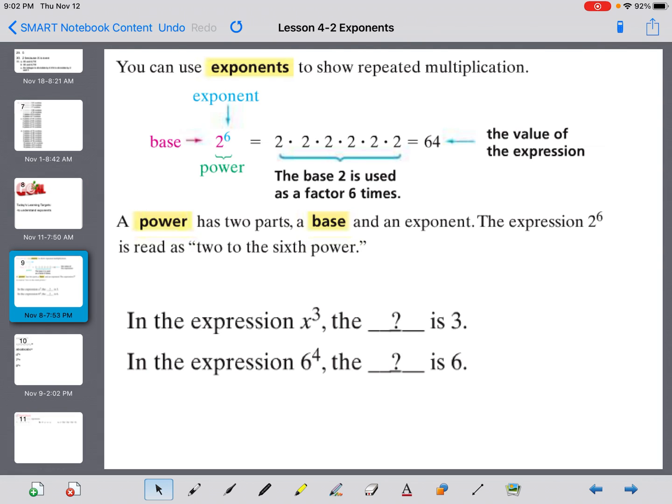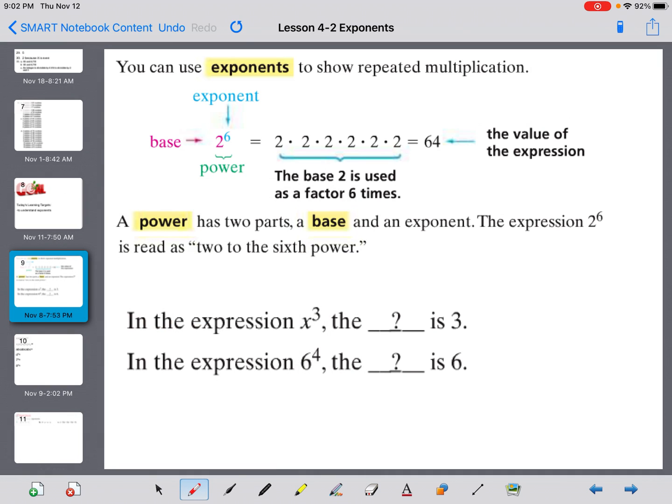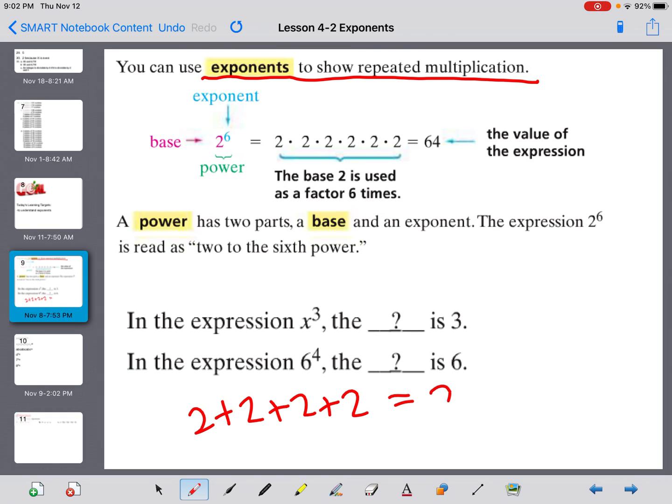This looks a little busy and looks a tiny bit different than yours, but that's okay. A couple things to know in this picture. First of all, it says exponents are used to show repeated multiplication. Kind of like 2 plus 2 plus 2 plus 2. Some people say, well, why don't you just say 2 times 4? Because that's what you have. 2 times 4 is what you have.